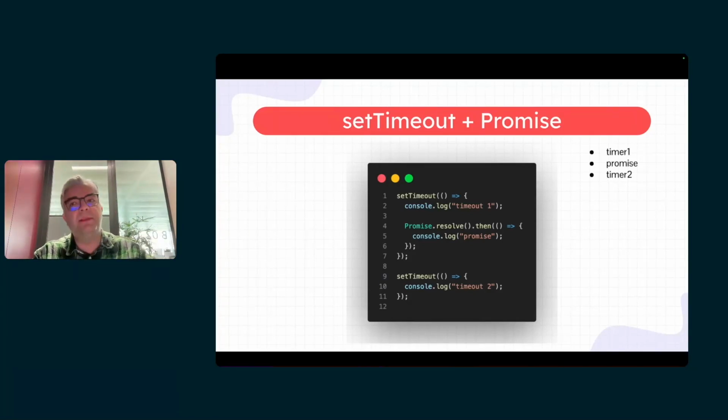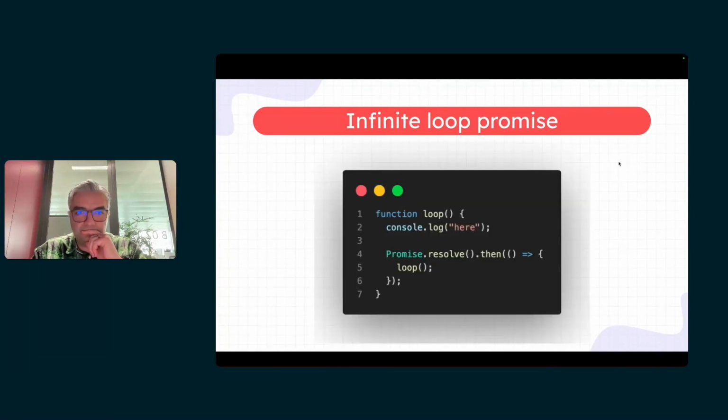So the answer would be timer 1, promise, and timer 2. And it totally makes sense because during running a task, a new microtask came in. So in order to run timer 2, we should wait for the promise callback to be run.